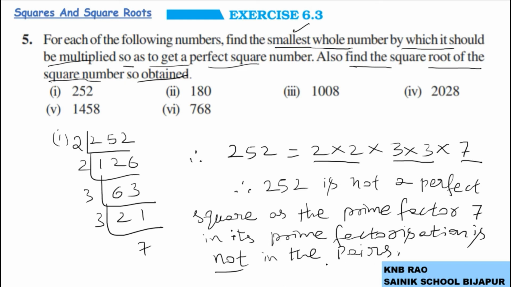Now this is the first thing. We can say that this is not a square number because of this reason. After writing the reason, now we will find the smallest number to be multiplied to make it a perfect square. So to make it a perfect square, we need one more 7. Therefore that whole number is 7 only. So as a next point, what can we write?